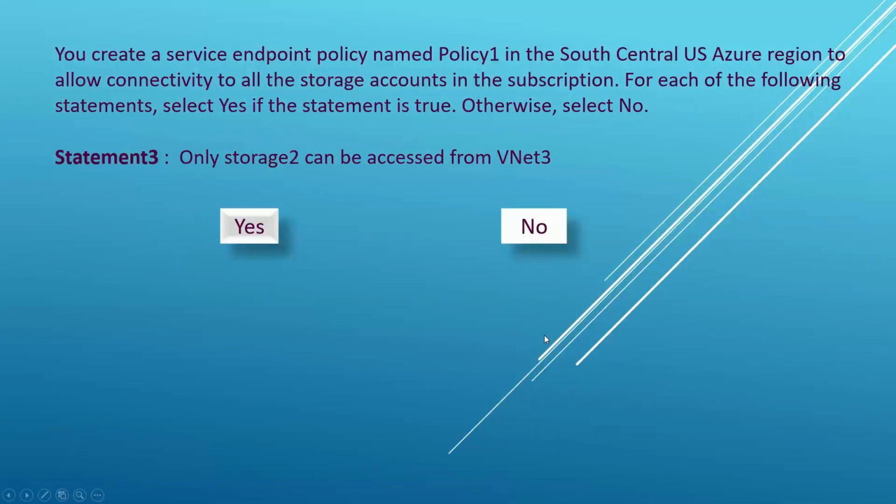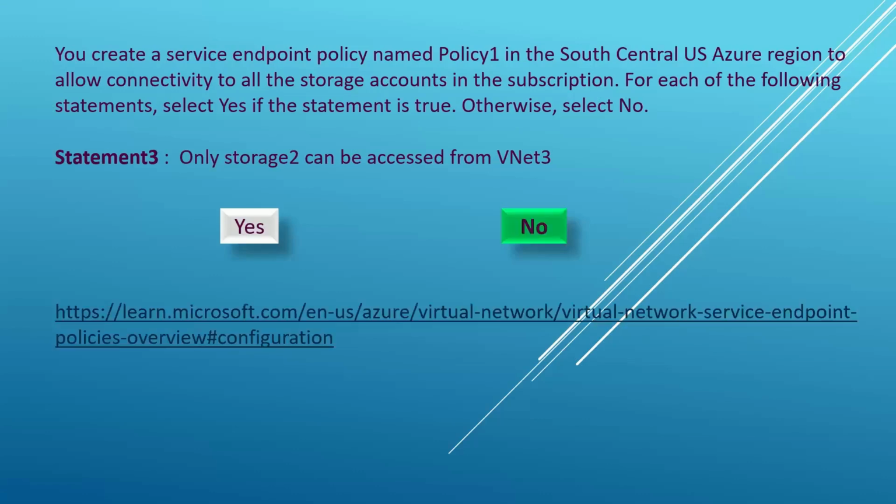So friends, the third statement is only storage 2 can be accessed from VNet 3. For the very same reason that policy 1 is not applied, this statement is also incorrect. Storage 1, storage 2, and storage 3 all will be accessible from VNet 3.